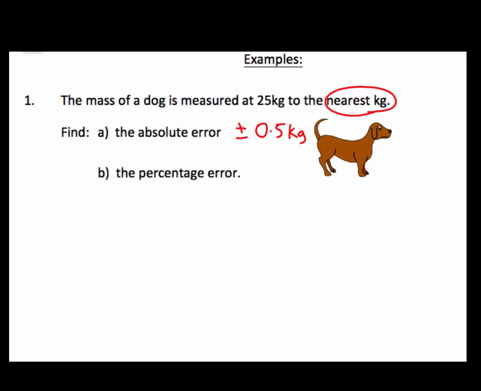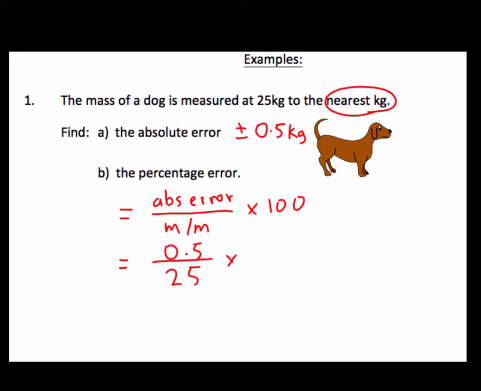Percentage error, we have to use our formula. If you remember back to what the formula was, the formula is absolute error over the measurement times 100. So we'll sub in what we know, and the two numbers that we know are the absolute error is 0.5, the total measurement is 25, and then times 100. So we'll do the calculation for that as well.